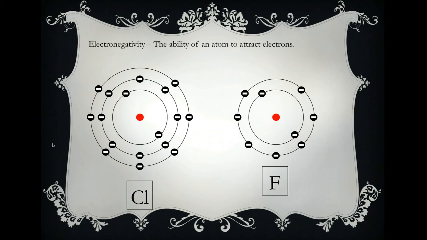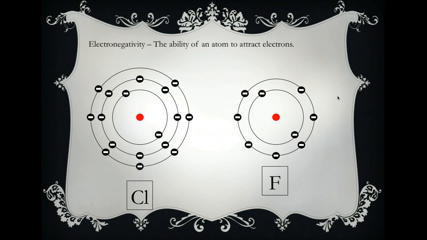The second trend that I want you to know is called electronegativity, and the definition of electronegativity is the ability of an atom to attract electrons. And we see here an example of fluorine and chlorine. It's the ability of this atom to attract electrons, so the positive nucleus attracting electrons. If we look at both of these, they both have 7 valence electrons. So if they had just 1 more, then they would have a full valence shell. So both of these want just one.